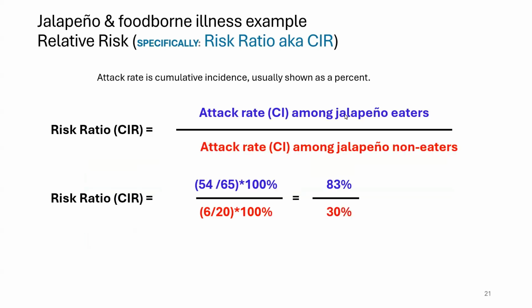So you take the attack rate among those who ate jalapenos and the attack rate among those who didn't. So here's your cumulative incidence there that we calculated before, which was 83%. And you calculate your attack rate here, which gives you 30%. So ultimately, you might conclude that the cumulative incidence was 2.77 times greater among those who ate jalapenos.